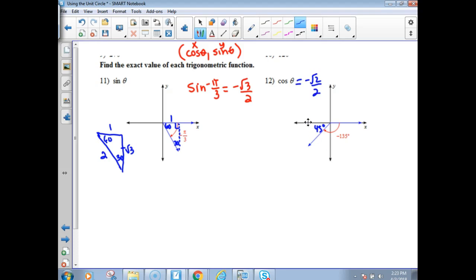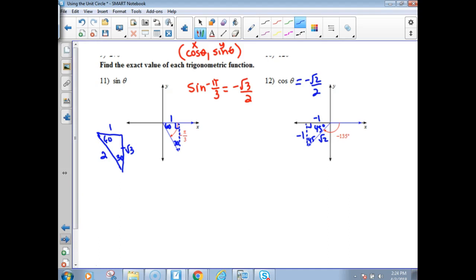I'll show it one more method. Drop a perpendicular to the x-axis. This is a 45, 45, 90 triangle. This would be negative 1, this would be negative 1, and this would be the square root of 2. And there it is. Negative 1 over the square root of 2, rationalize. Negative square root of 2 over 2. Good? Multiple ways to check yourself using your 45, 45, 90s.